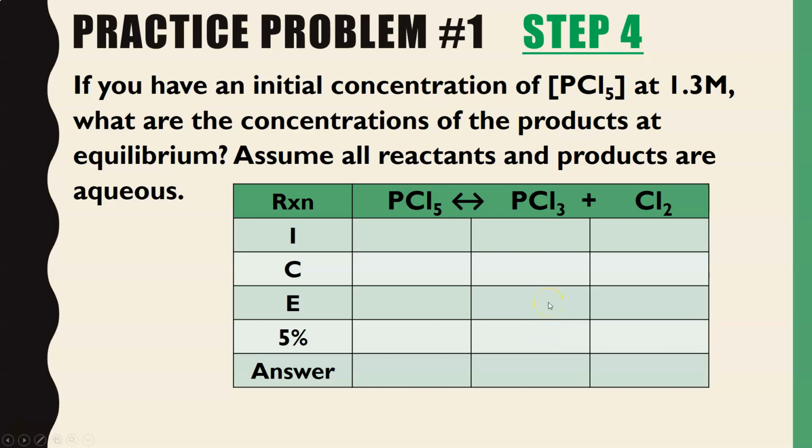Now what we're going to do is we're going to fill in the row for the initial concentrations. They told us that when we start, our concentration of PCl5 is 1.3. So I'm going to put a 1.3 here. Now when I start this reaction, I don't have any products yet, do I? As of right now, I don't start with anything, product-wise. I only have my reactants.